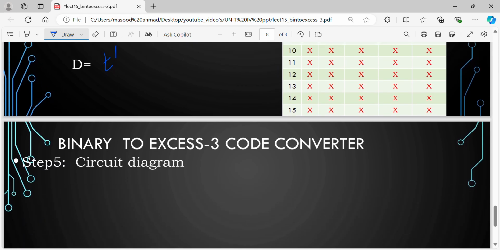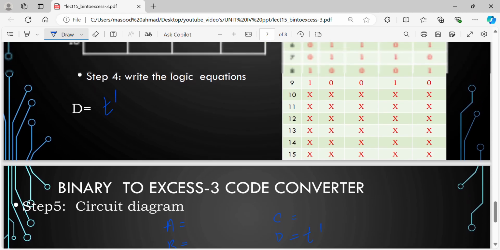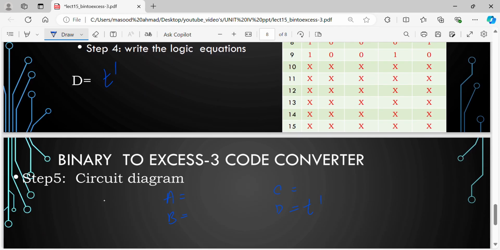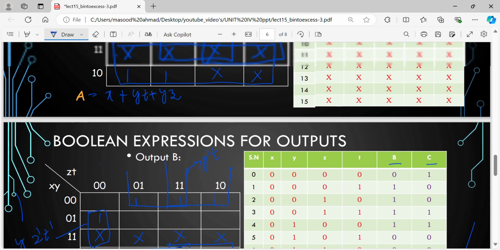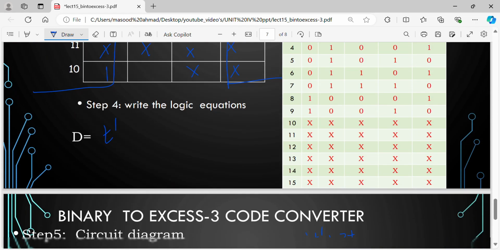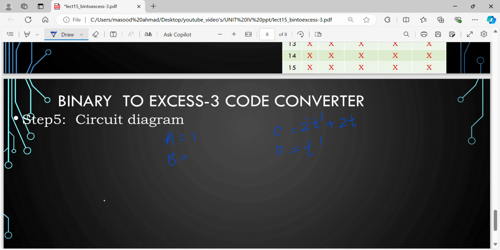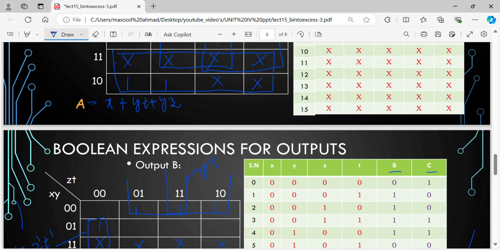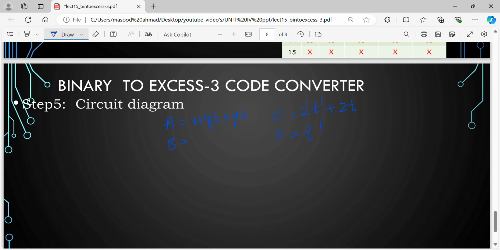Now I can recollect the expressions: expression for A, expression for B, expression for C, expression for D. From this I can realize the circuit, which is my binary to excess-3 converter. So D is t bar, and C is zt and z bar t bar. And what is the A part? For A, how much did I get? It's not A, it is x plus yt plus yz. So your expression for A is x plus yt plus yz.